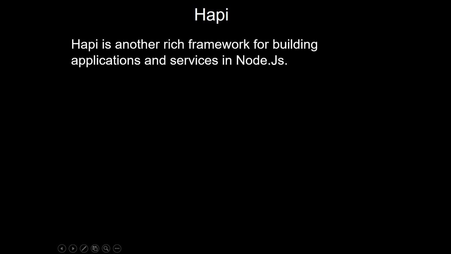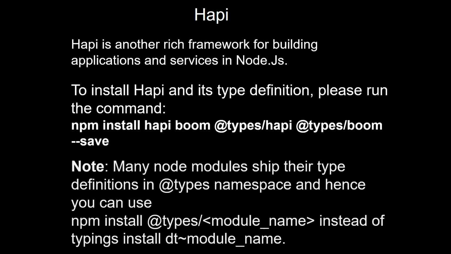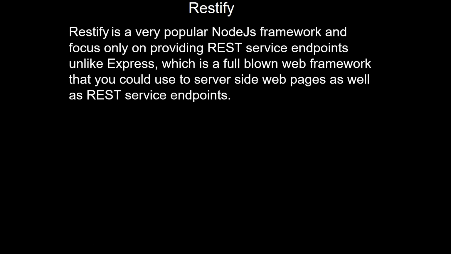Now that we've installed all the prerequisites for all three frameworks, I'd like to quickly go over the other two frameworks. The next framework that we're going to talk about is Hapi. Hapi is another rich framework for building applications and services in Node.js. And we've seen how to install Hapi because we just installed it, and we already talked about the @types namespace as well. Then the next framework would be Restify.